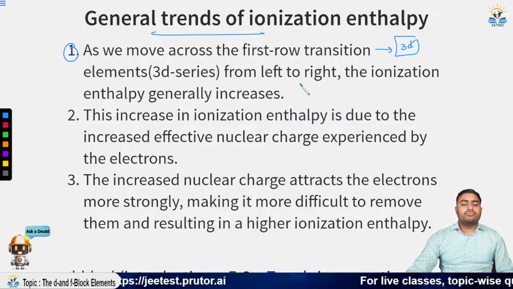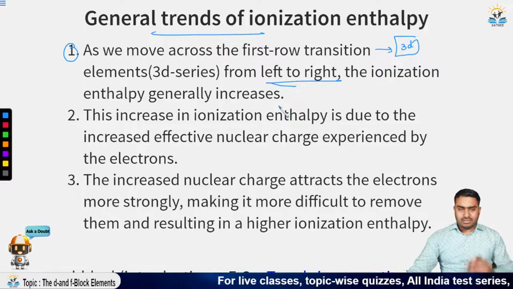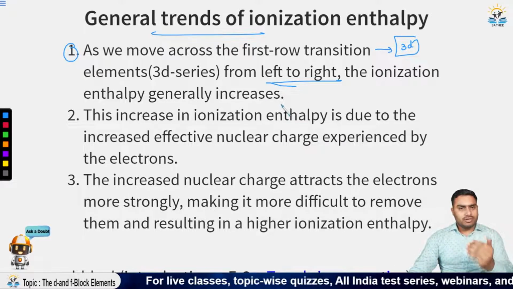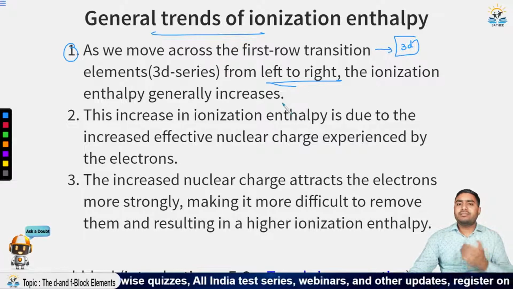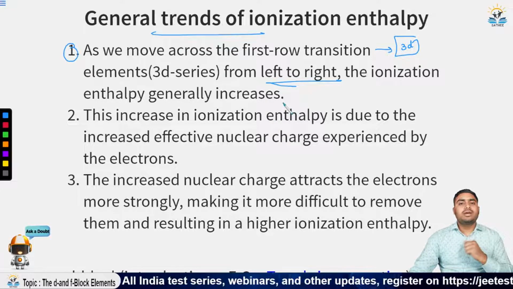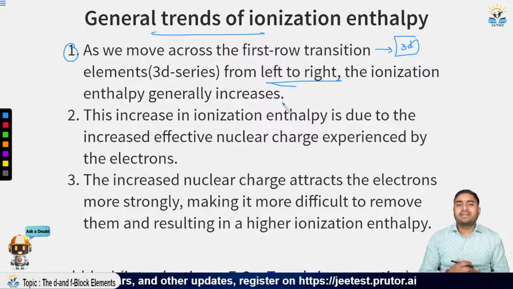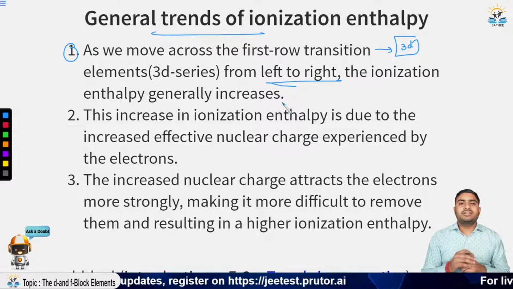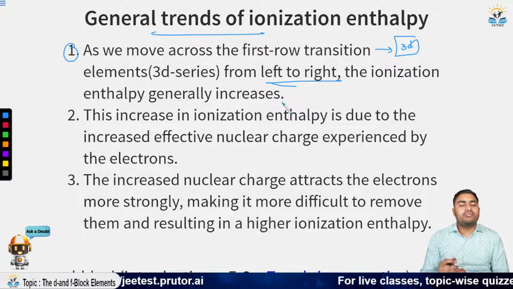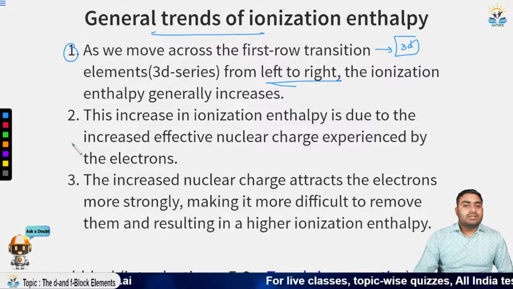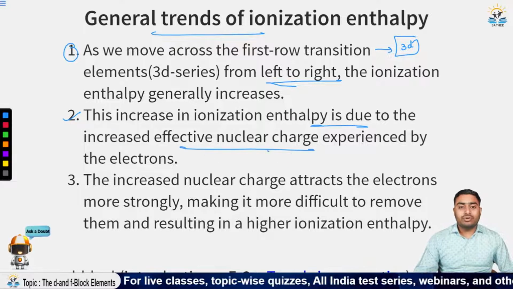Okay, so from left to right, the ionization enthalpy generally increases. That means with increase in atomic number, with increase in number of electrons in the d subshell, the ionization energy also increases because Z effective increases. If Z effective increases, it is not easy to remove an electron from the outermost shell of an isolated gaseous atom. This ionization enthalpy increases due to the increased effective nuclear charge.